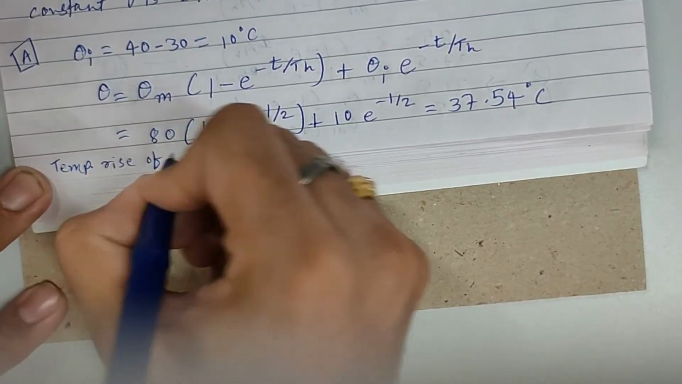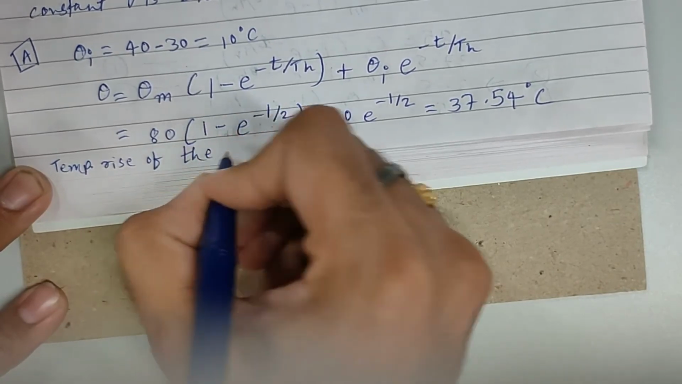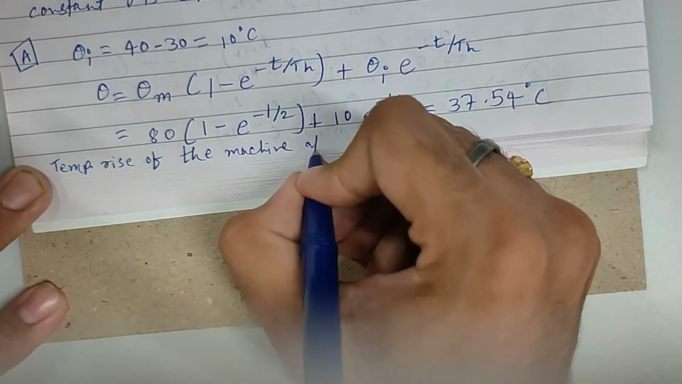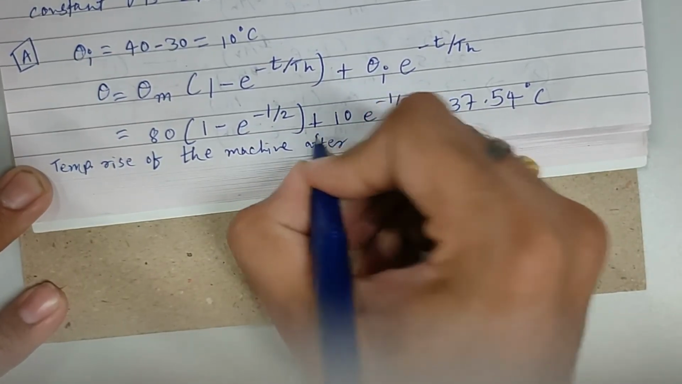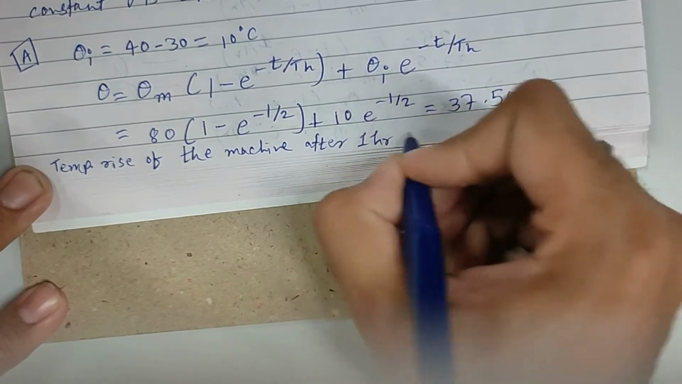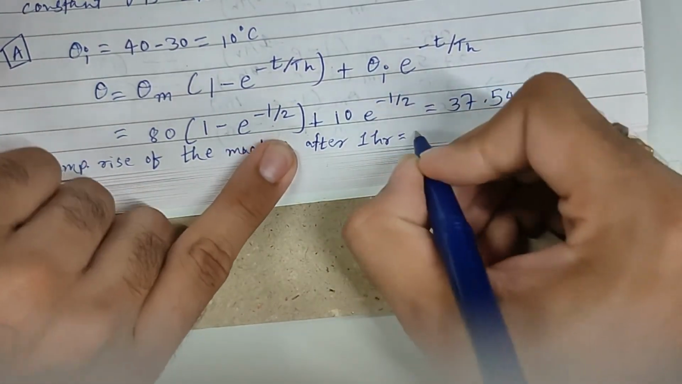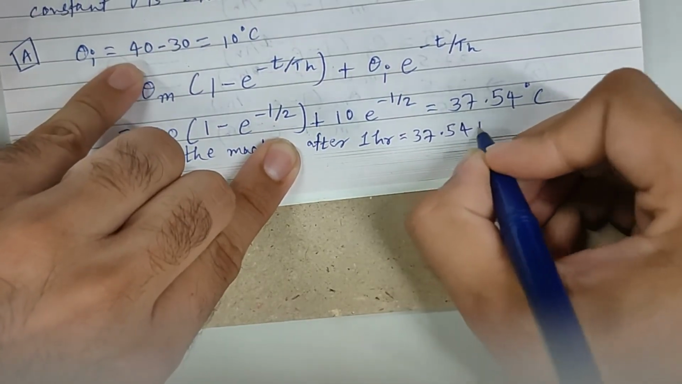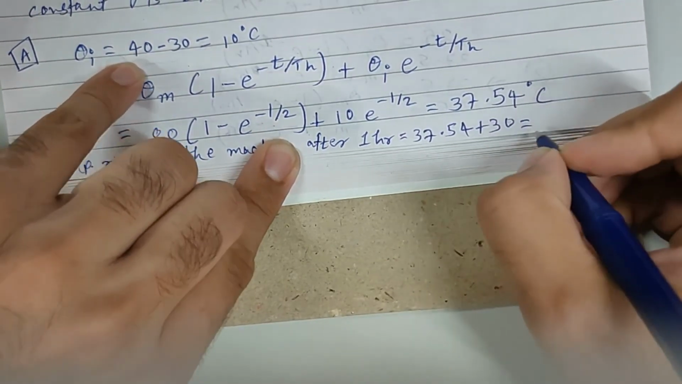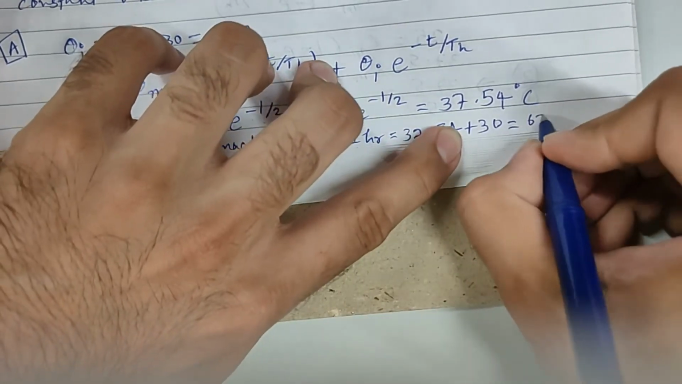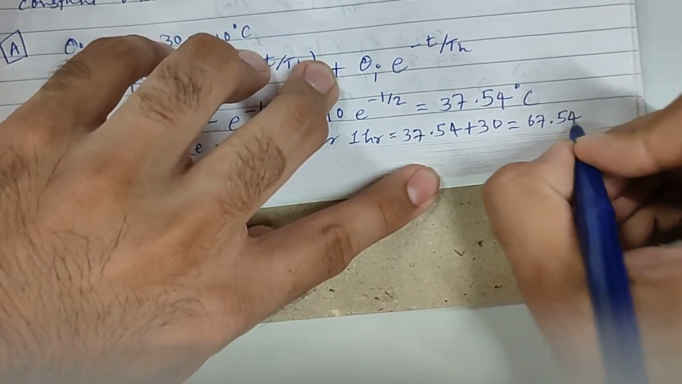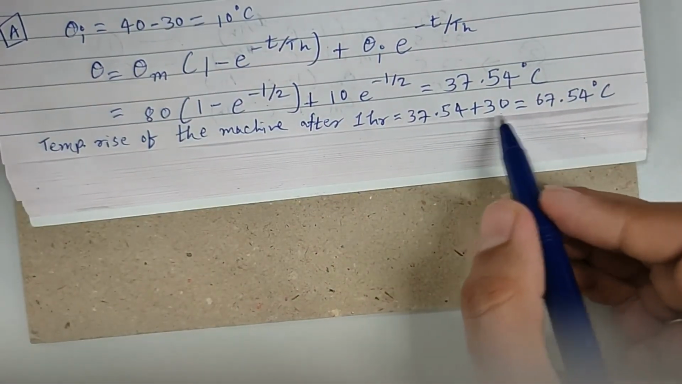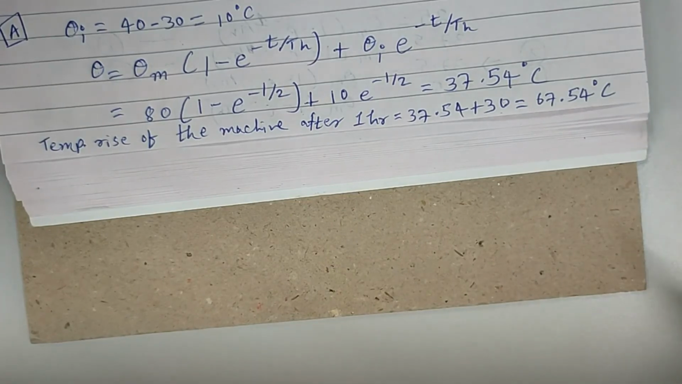So the temperature of the machine after 1 hour is equal to 37.54 plus 30, which is equal to 67.54 degree centigrade. Now why did we add this plus 30? Plus 30 is nothing but your ambient temperature.